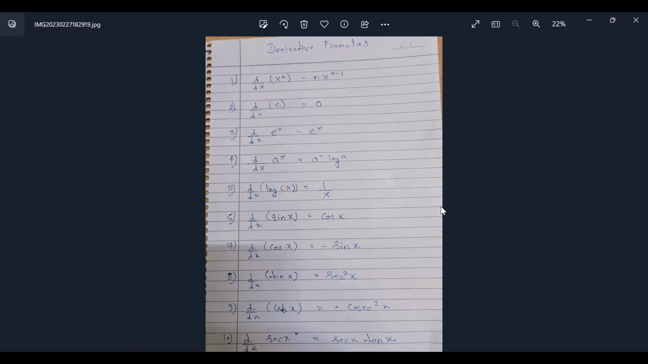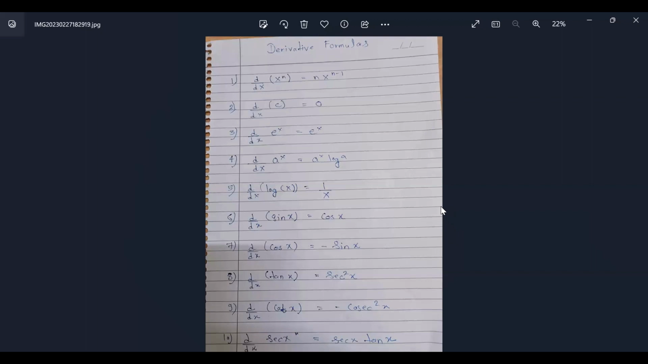Now, the third is e raised to x. Now, just remember e raised to x as your mother. So, your mother's love is always unconditional. Whatever you do, it will never change. So, e raised to x derivative will always be e raised to x.